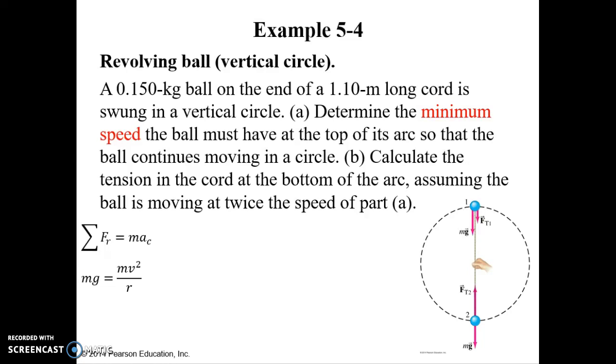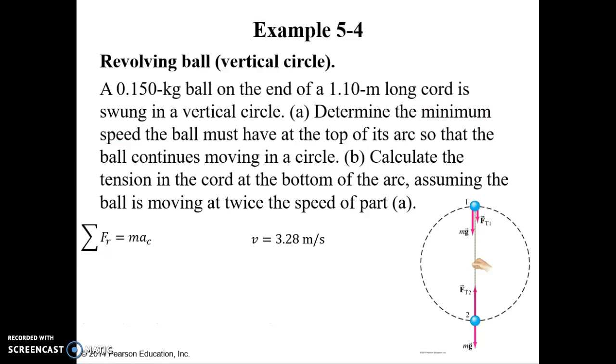Now we're left with a more simplified equation. And look what else cancels out. Mass. Now our equation really simplifies. Rearrange to solve for the minimum speed required, which is the square root of g r. Plug and chug, and we get 3.28 meters per second.